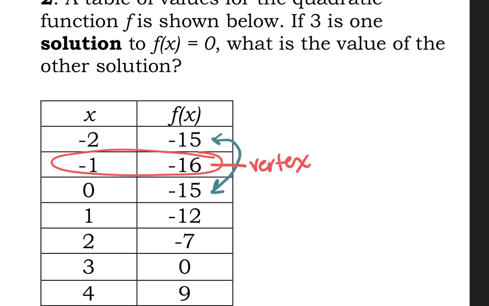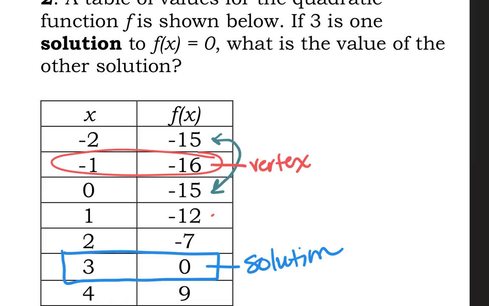They want to find the other solution. So the problem says, a table of values for the quadratic function f is shown below. If 3 is a solution, what is the solution of the other? So this is one solution. This is a solution. What is the other solution? So what we want is the other 0 up here. So you're going to keep repeating it, just like we saw the pattern.